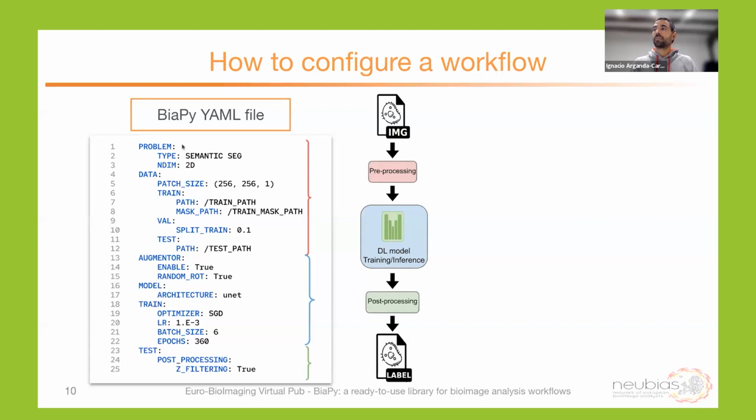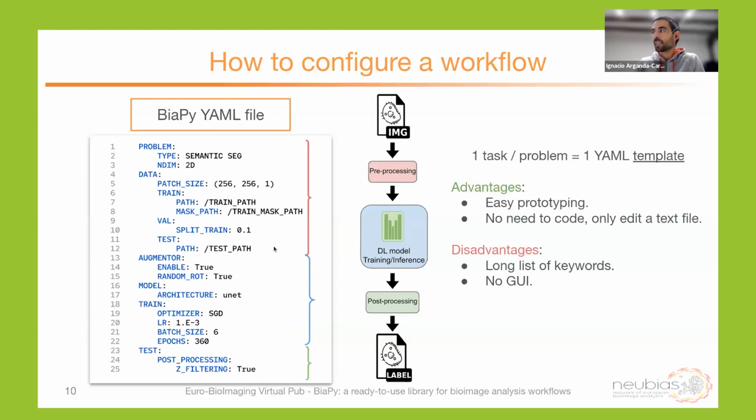So for example, we say, okay, we have a workflow that is a semantic segmentation workflow in 2D. We want to use patches of this size. Here are the data, in this path, with another path. We do some partitioning, etc. And then we have ways, through the keywords, of defining the deep learning architecture, the optimizer that we're going to use, etc. And then at the end, we usually put in the test tag all the analysis and post-processing operations.